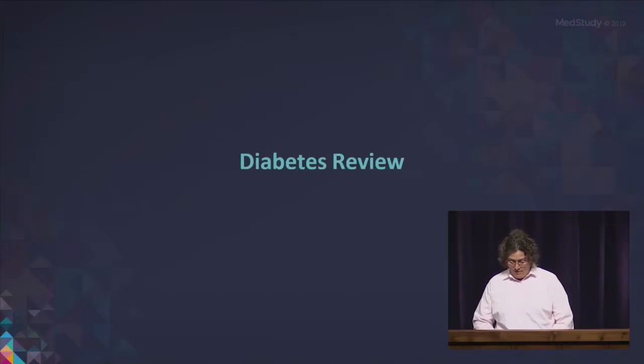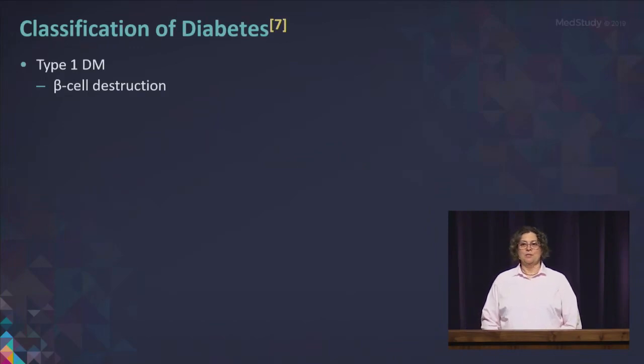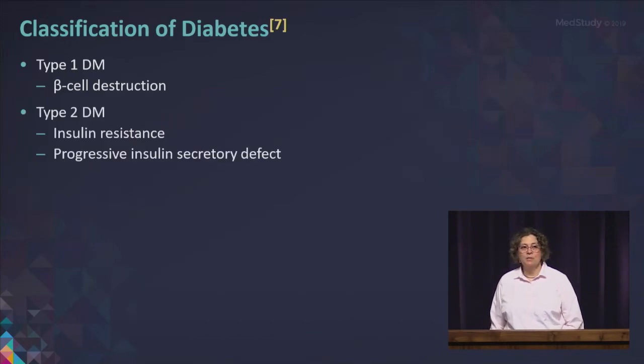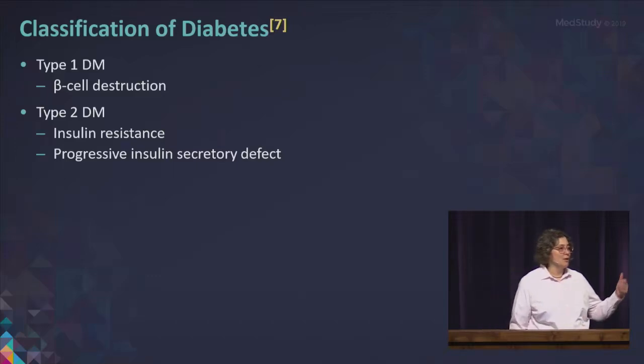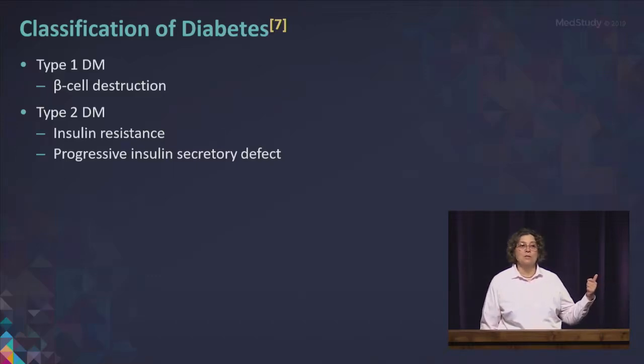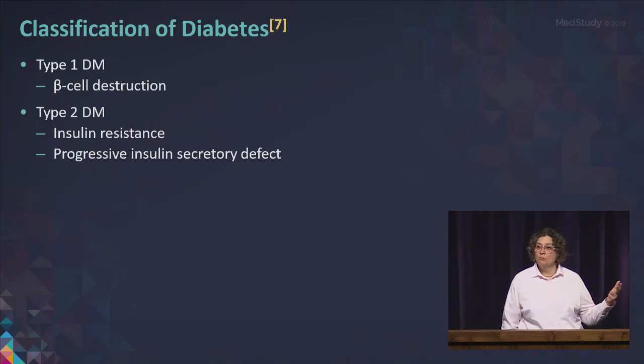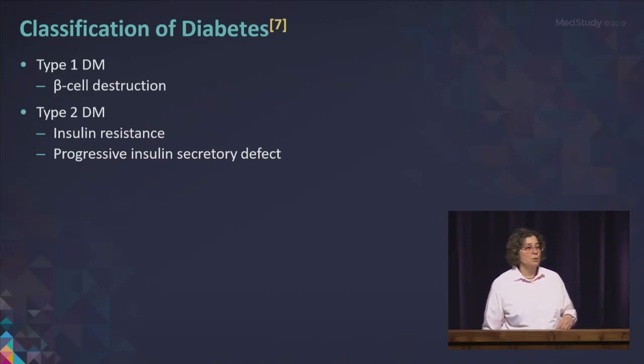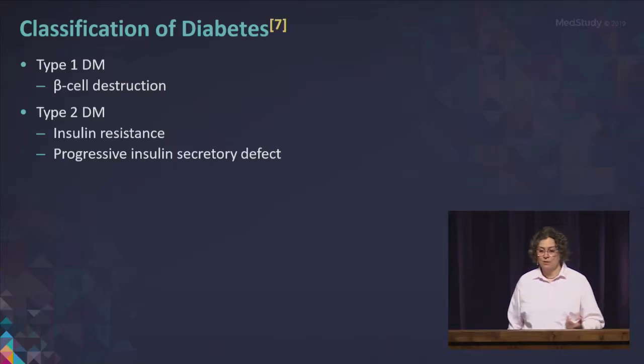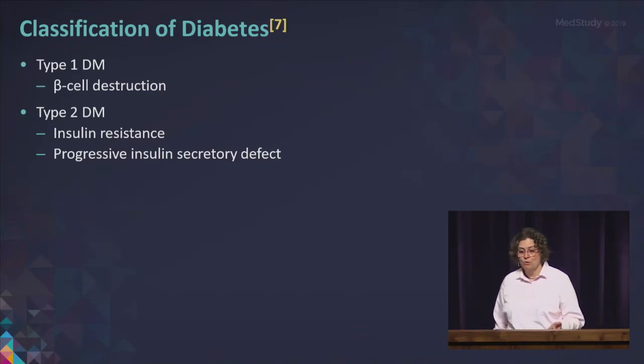All right, let's now switch gears to diabetes. I've got 2 slides on the classifications of diabetes. So type 1 diabetes is beta cell destruction, autoimmune. We typically think of type 1 in those that are diagnosed younger, ones that are thin, have other autoimmune diseases. Type 2, hands down the most common type of diabetes we're going to see, is a disease of insulin resistance and progressive insulin secretory defects.